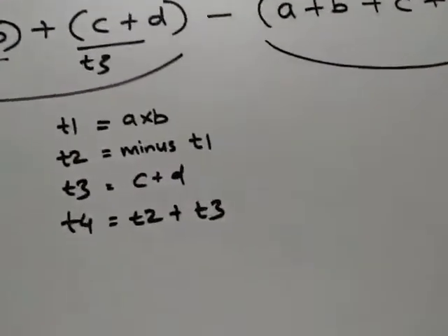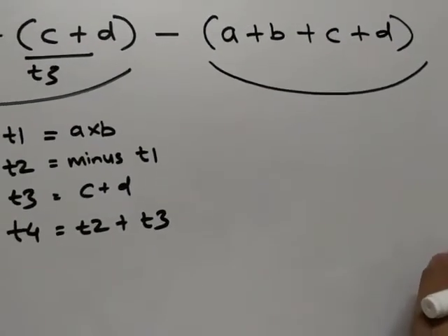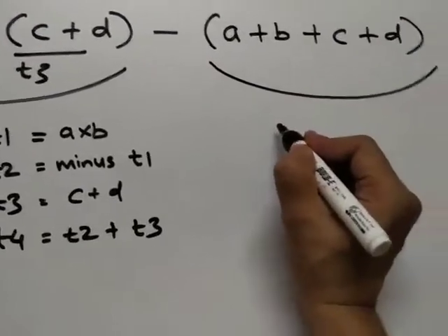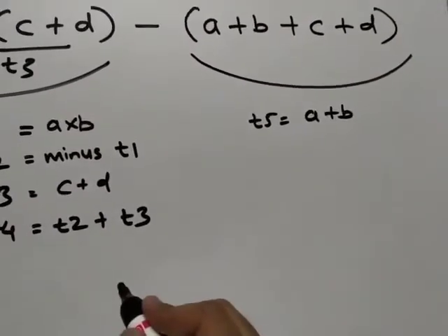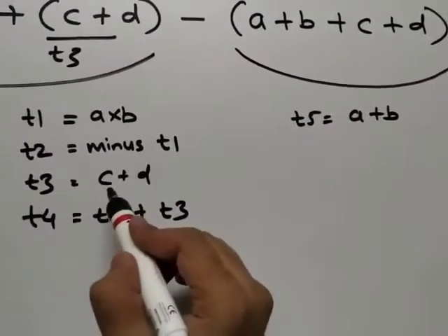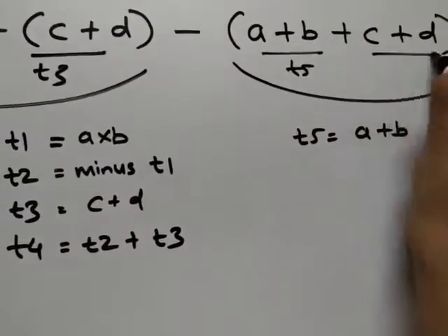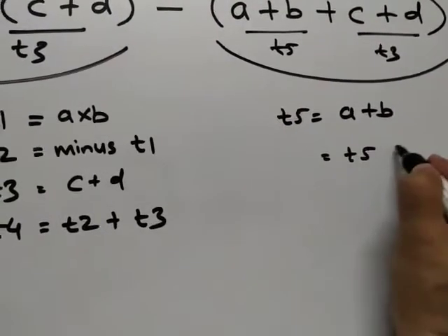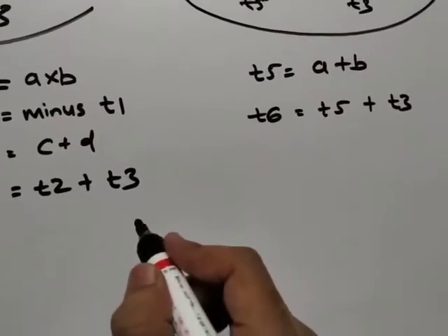Now consider the second part of the expression, a + b + c + d. For this we will create a t5, where t5 is for a + b. Then we will move to the next part, that is c + d, but c + d is already computed, that is t3. So what we will do, we will add this t5 with the already computed t3, and the result is stored in the next temp, that is t6.